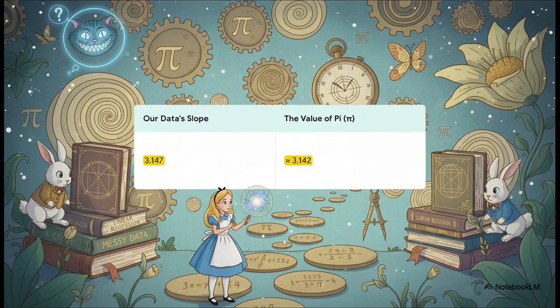So does that number, 3.147, ring any bells? Let's put it side by side with the famous mathematical constant, pi. The value of pi is roughly 3.142. Our slope, which we got purely from those messy student measurements, is 3.147. That is incredibly close. We actually found pi. It was hiding in the data the entire time, just disguised as the slope of that line.